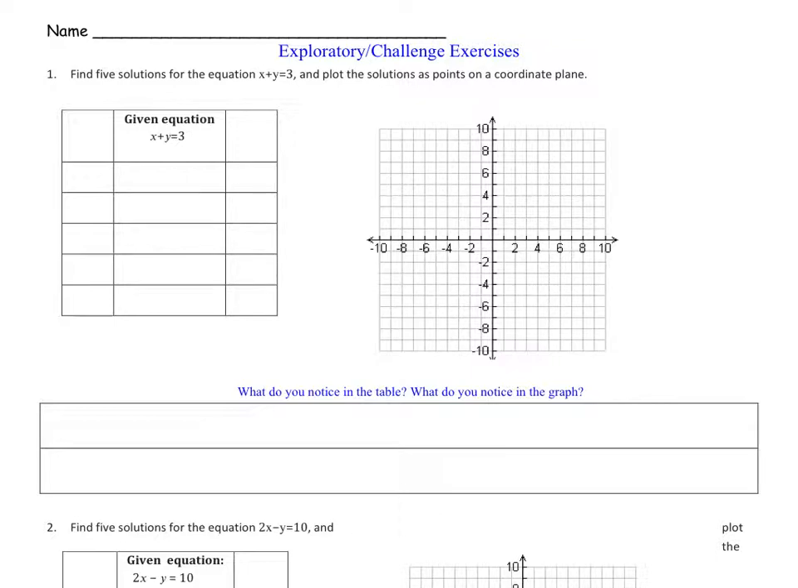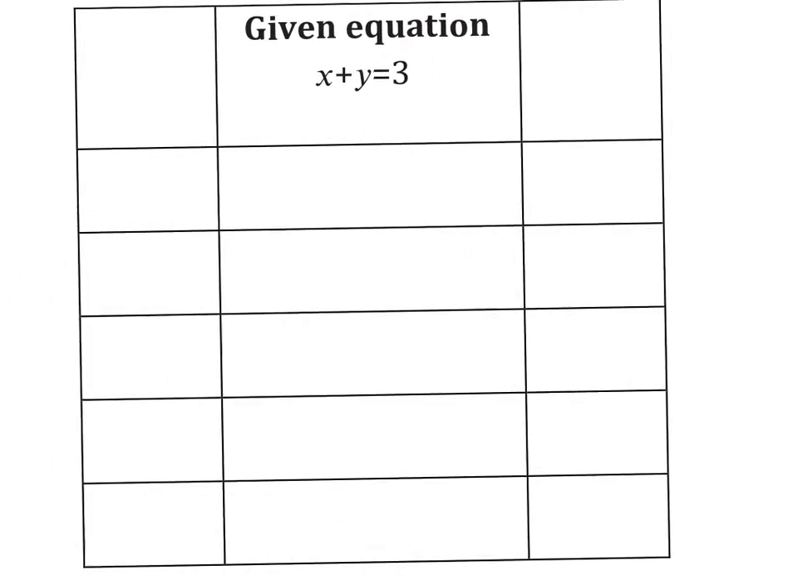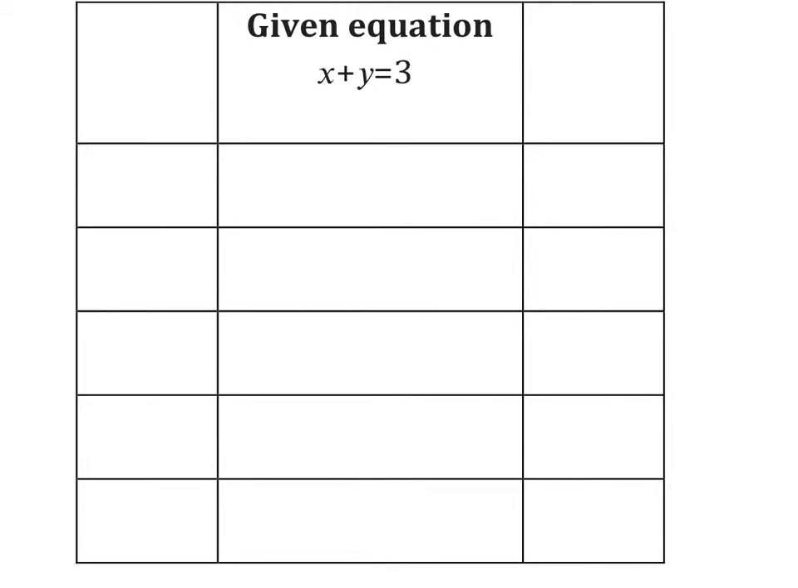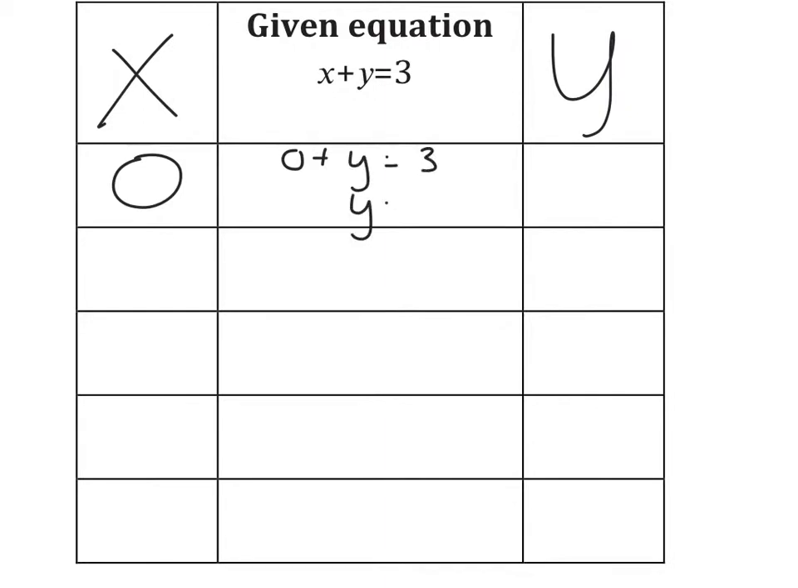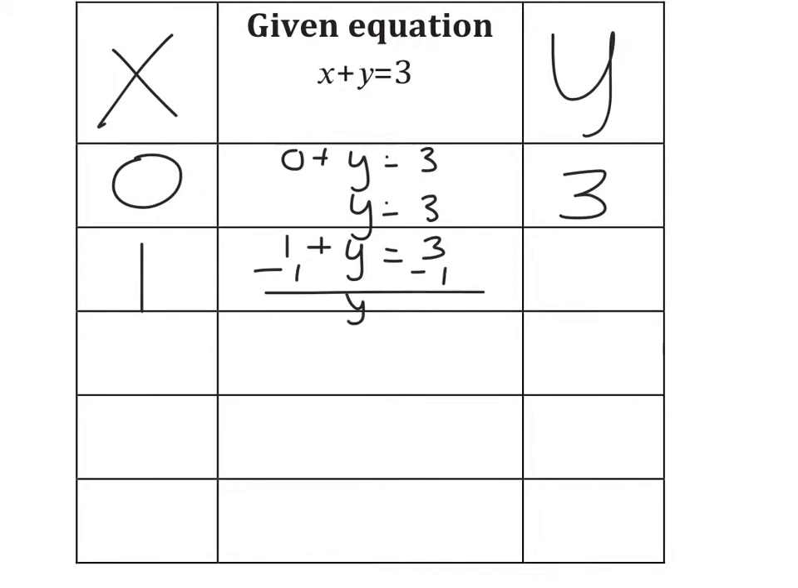Okay, so the first thing we're going to do is fill in the table. These are our x's and our y's. The easiest number to plug in to start with is 0. So we're going to plug in 0 plus y equals 3, and that's just y equals 3. Okay, I'm going to plug in 1. 1 plus y equals 3, minus 1, y equals 2. Plug in 2. 2 plus y equals 3, minus 2.